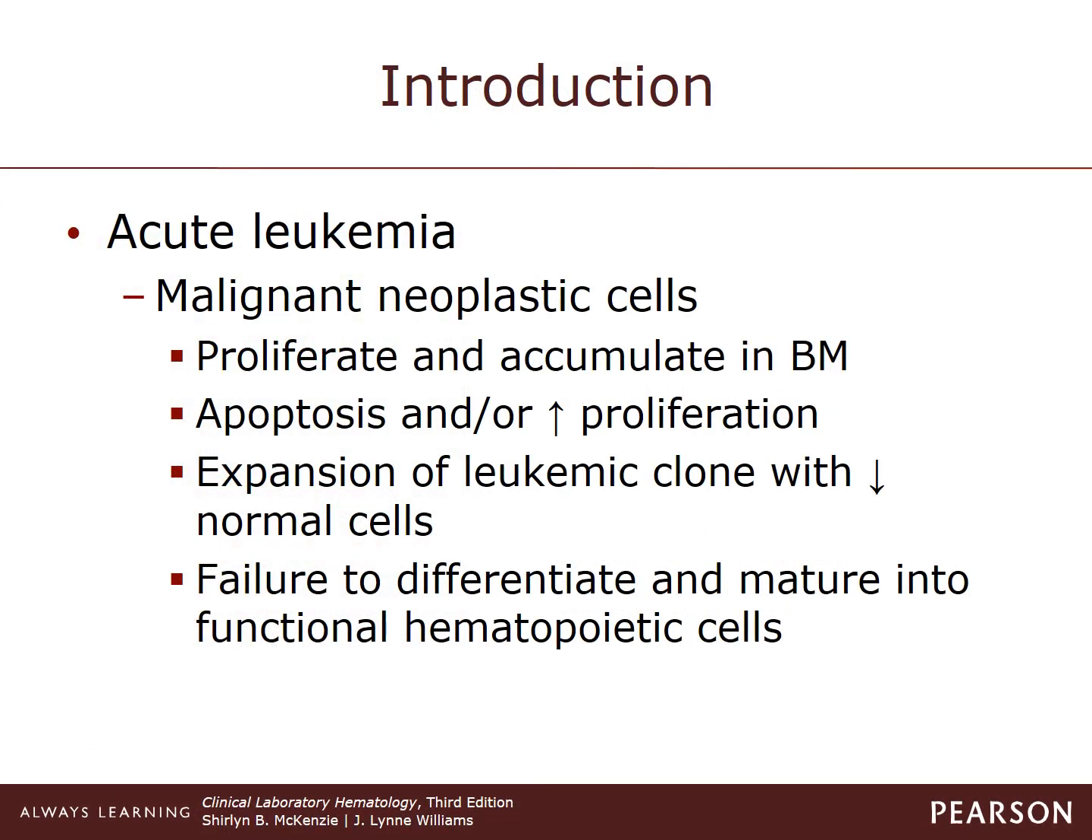So all acute leukemias are stem cell disorders, and they're characterized by a malignant neoplastic proliferation and accumulation of immature hematopoietic cells in the bone marrow that also have a problem functioning. These cells show an increased proliferation and/or decreased programmed cell death. Therefore, the net effect would be the expansion of the leukemic clone and, over time, a decrease in normal cells. This clonal expansion is usually a single transformed cell.